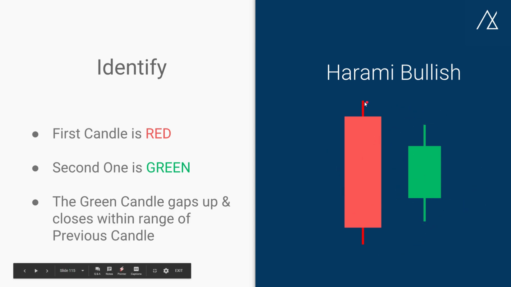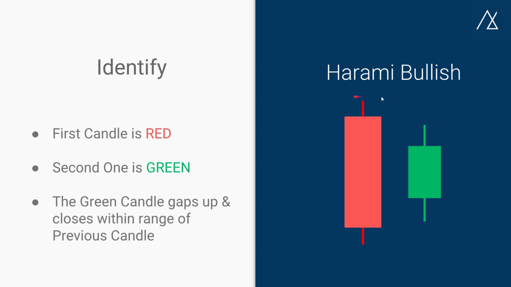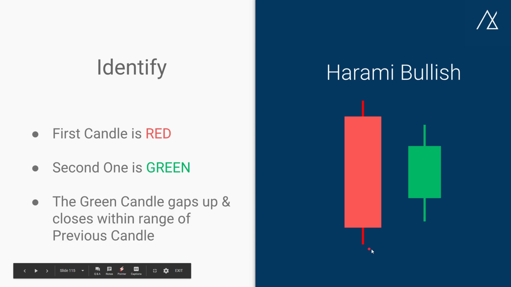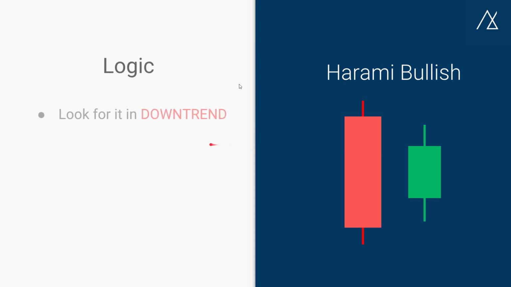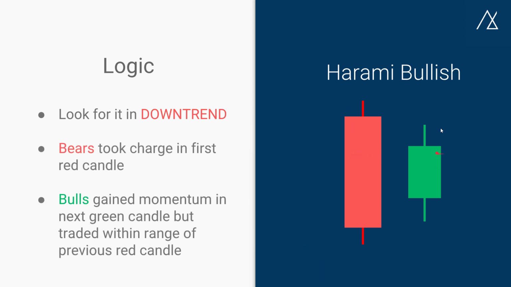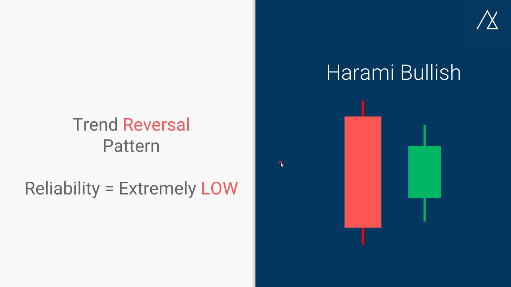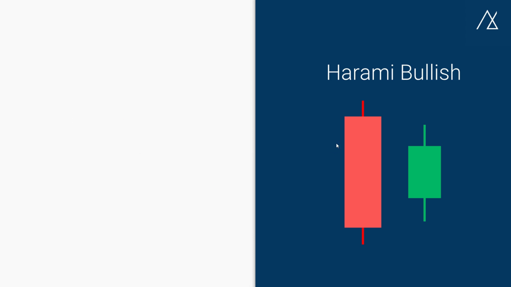It means it has not broken the high, that is this point of the previous candle, and the low of the previous candle, that is this point. So still we cannot say that this is a good setup and you should trade on this one. What is the logic? We have to look for it in a downtrend, and the bears took charge in the first candle. The bulls gained momentum but have traded within the range of the previous red candle. So it's a trend reversal pattern and the reliability is extremely low. I don't think there are any traders who would be trading on this particular candlestick pattern, and there is no trade setup again.